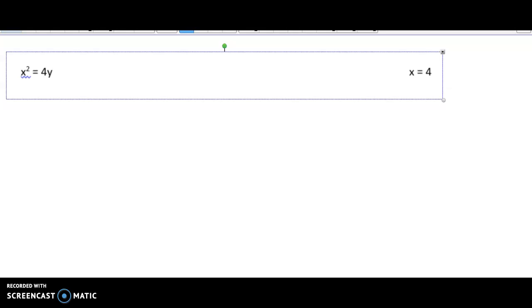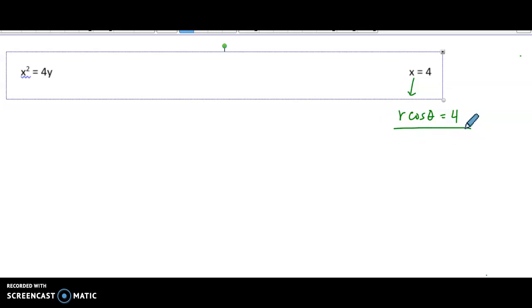So for these last two, let's actually go out of order. All right, x equals 4. It's going to be pretty simple, I think. X we know is r cosine theta equals 4. And yay, you're done. That's it.